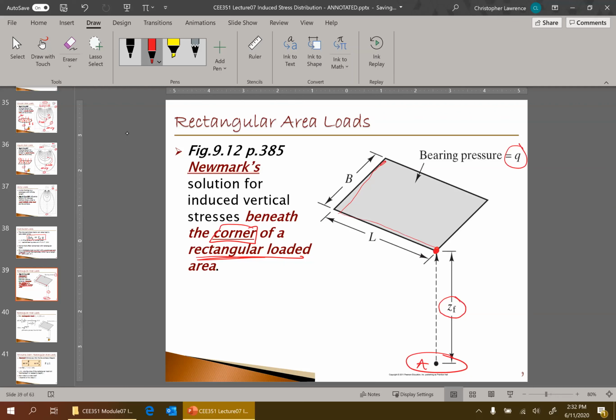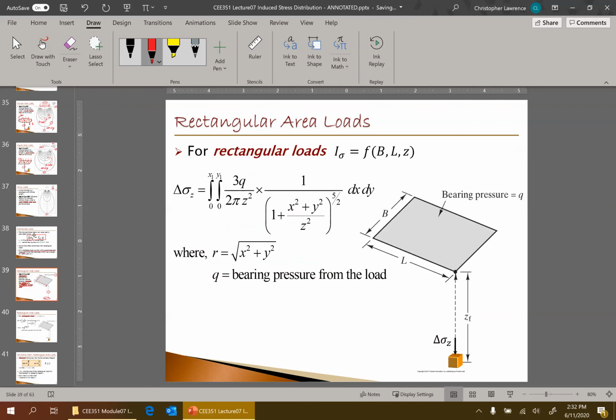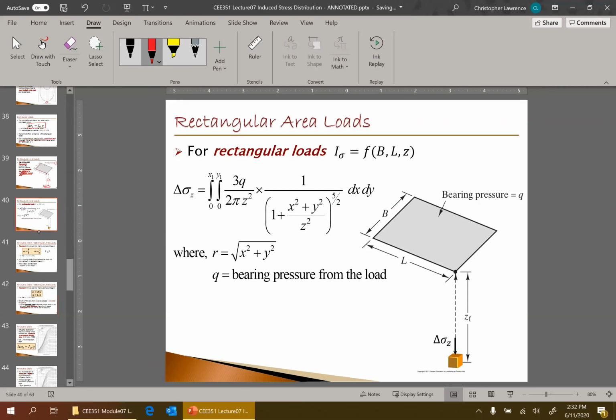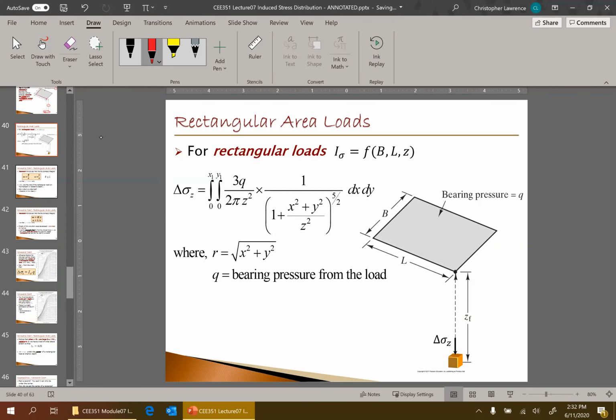Okay. So what does that end up looking like? That integral results in this. A huge mess. I'm not going to ask you to do the integral. We're just going to take the results of this. This is the Boussinesq equation for a rectangularly loaded area. A uniform rectangle load.